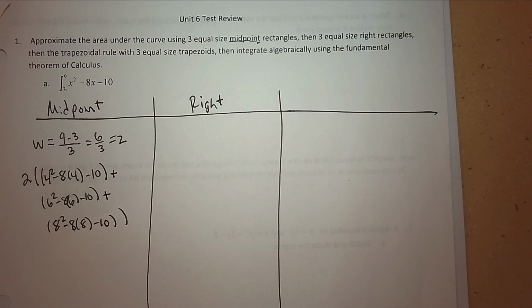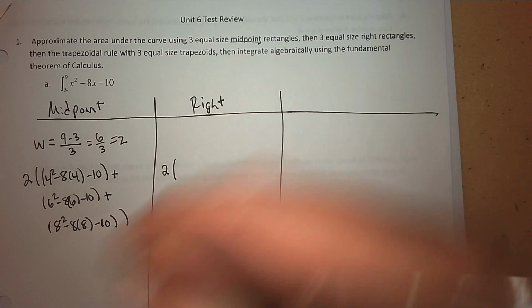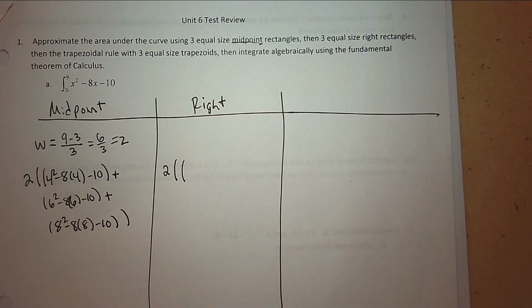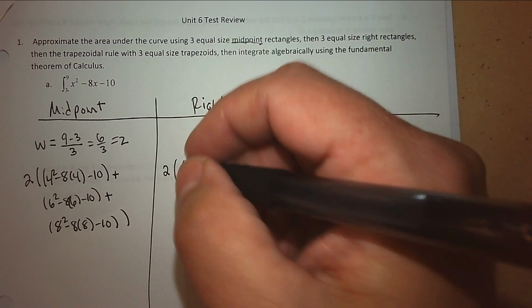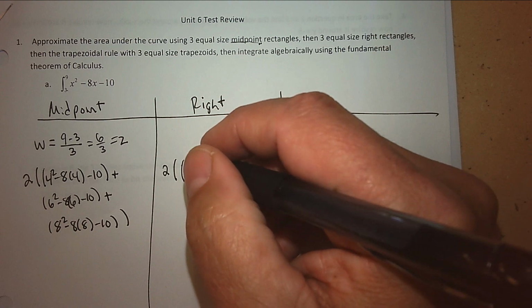Did you set it up for a right one? Which one stays the same? What changes? So what's going to stay the same is 2. For a right Riemann sum, again, we need to know the intervals of each rectangle, correct? So the first rectangle goes from what x coordinate to what x coordinate? 3 to 5. So a right Riemann sum, which x value would I use? And the answer is the right value, which is 5.